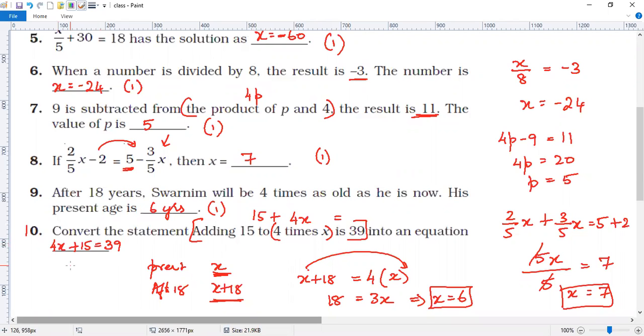So this is the equation. I need not solve this equation. They have asked you to convert it. So this statement they have asked you to convert into an equation. You are expected to write this as the answer and not the value of x. Okay. For this equation writing, it carries 1 mark. Clear?